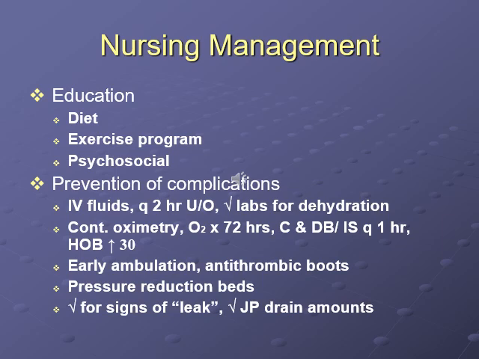So yes, they're going to be on IV fluids. We're going to be doing at least every 2-hour urine outputs. We want to be monitoring their labs for dehydration. We want to be checking for a low urine output and a high heart rate. Those are some of the earliest signs of third spacing and dehydration, so we want to be watching for that. Continuous pulse ox, like I mentioned, making sure that they're staying above 90%, early ambulation, antithrombotic boots, pressure reduction beds, all of those things are going to help prevent the complications that we talked about on the last slide.